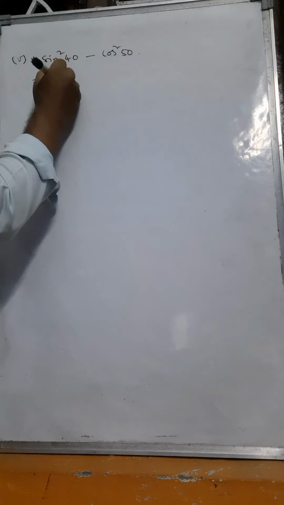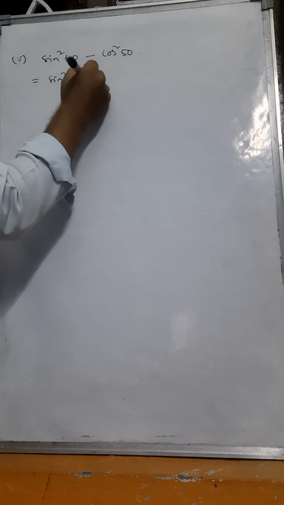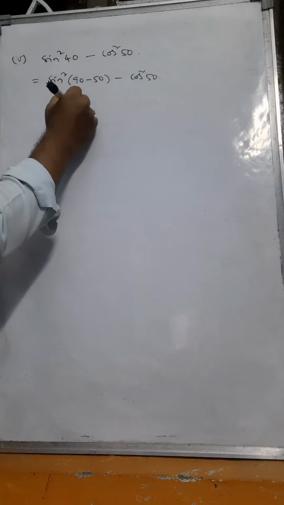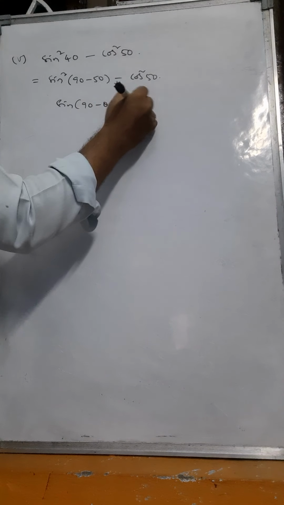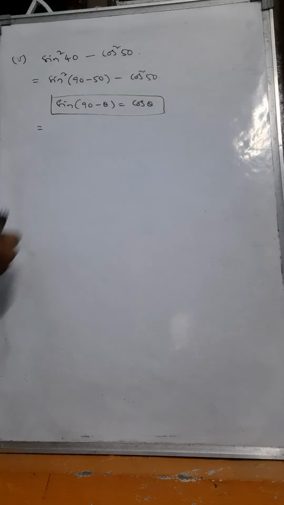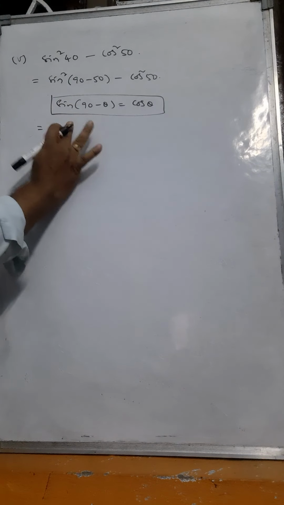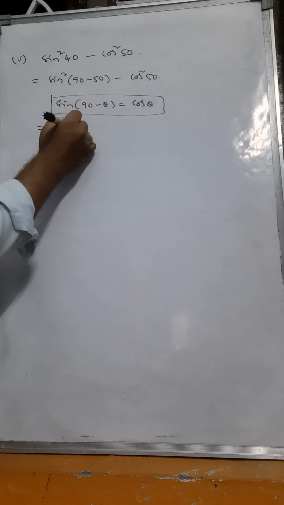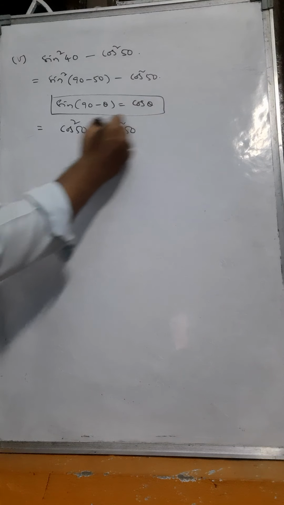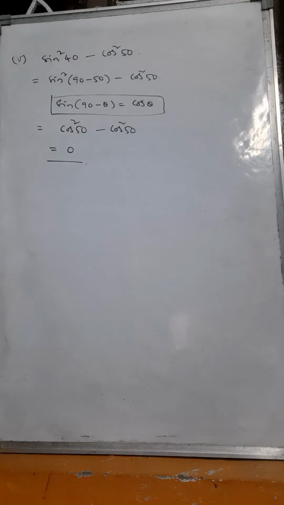So here it is sin square 90 minus 50 minus cos square 50. We know sin 90 minus theta is equal to cos theta. So we will get cos square 50 minus cos square 50. Cos square 50 minus cos square 50 will get cancelled, that is equal to 0. So let me see the sixth one.